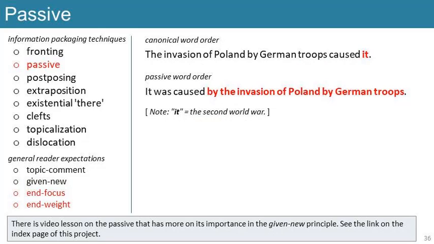The final reason that writers may prefer the passive is that such constructions allow them to meet the other 2 general reader expectations. Compare the end focus and the relative weight of the final element in the 2 sentences here. "It was caused by the invasion of Poland by German troops" reads and sounds better than "the invasion of Poland by German troops caused it."